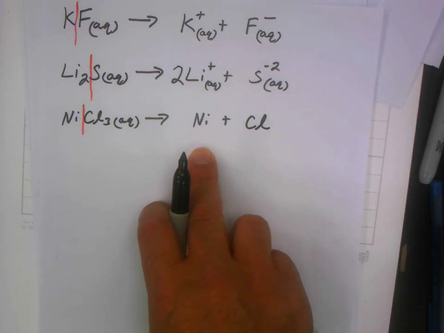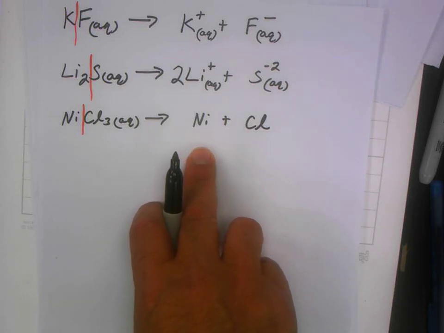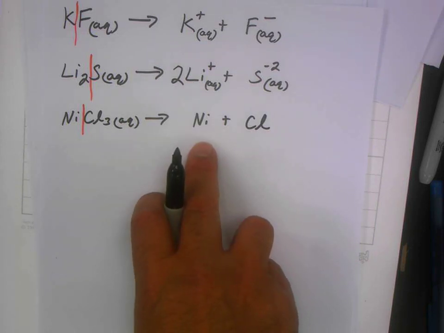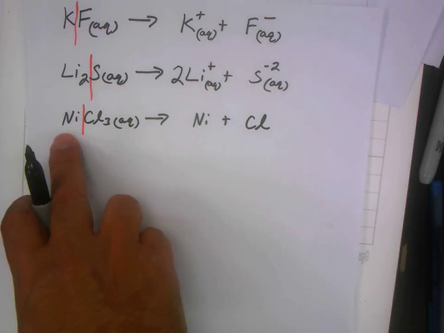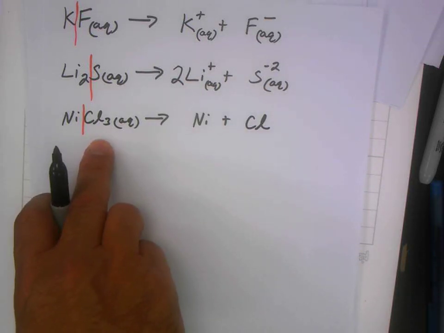What was that? +3? Oh, good. How did you get +3? Okay, good. So you're looking at chlorine. Yeah, nickel, remember, is a transition metal. So there's no rule in the transition metals set. You have to kind of figure it out. So the formula is 1 nickel and 3 chlorides.